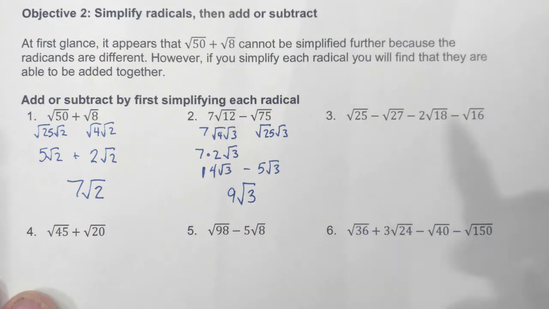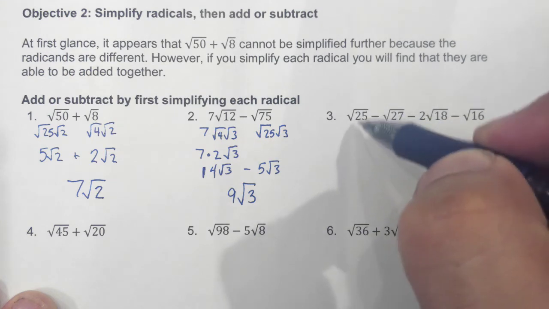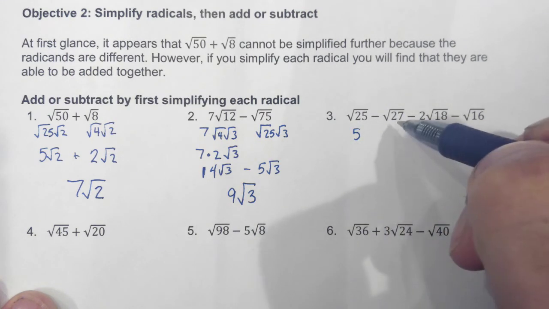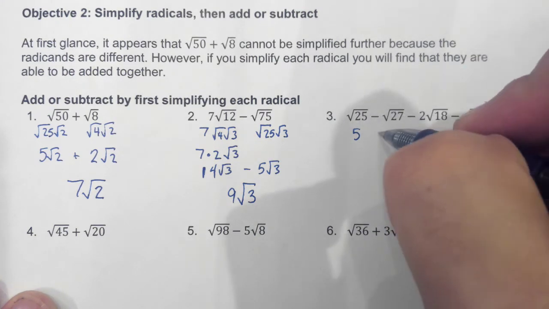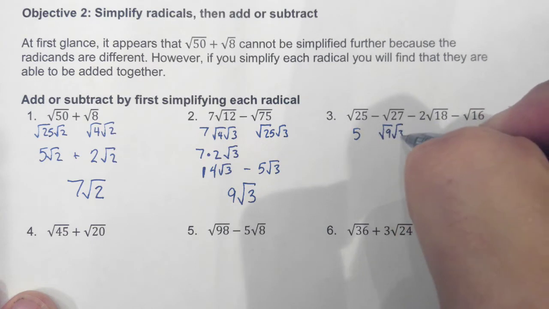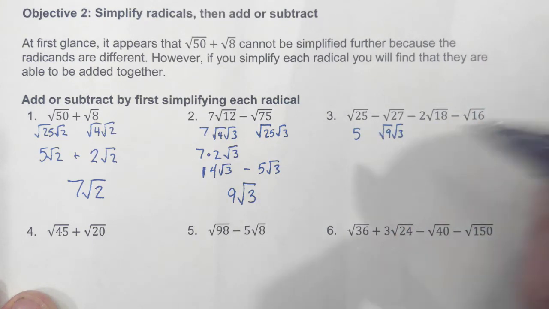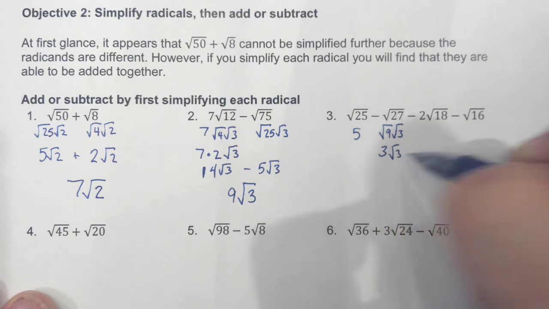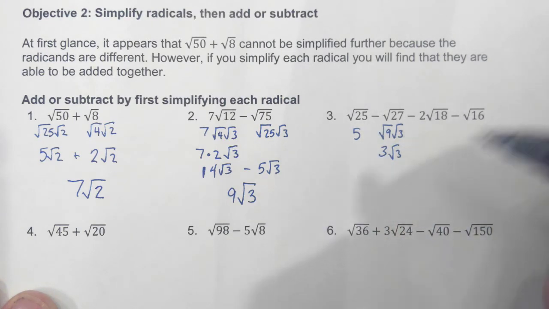On number 3 here, we just got 4 of them. It doesn't make it any harder. Square root of 25, that one is a perfect square. The square root of 27 is 9 times 3. So again, if you know your perfect squares, these are very, very quick, very easy. So work on memorizing those perfect squares.